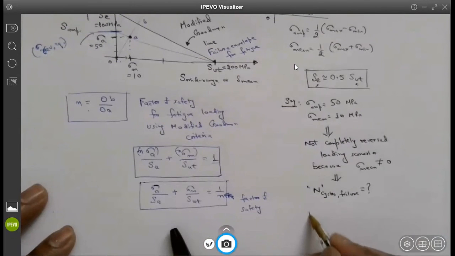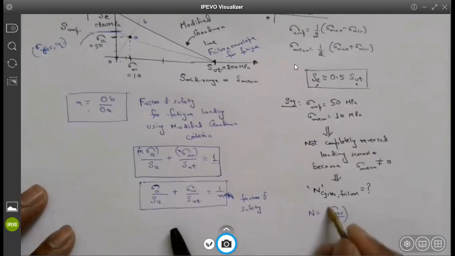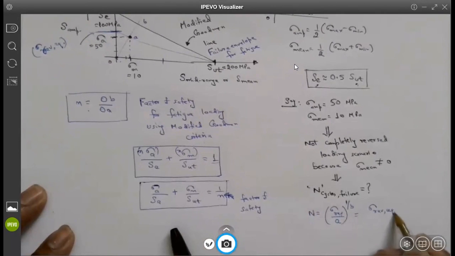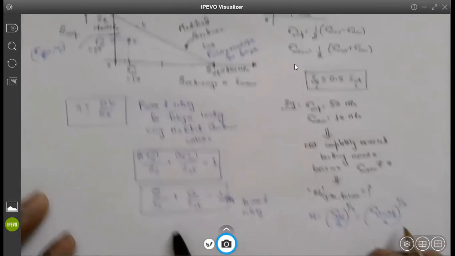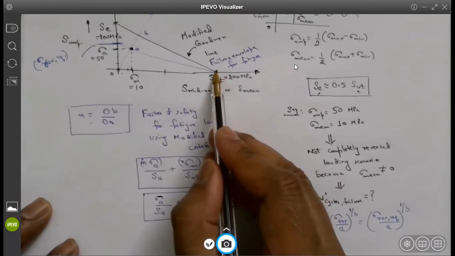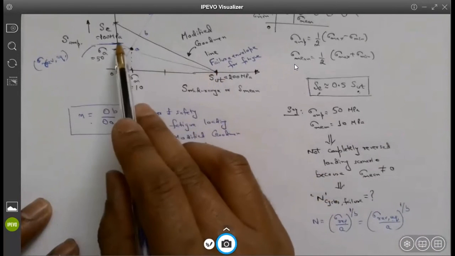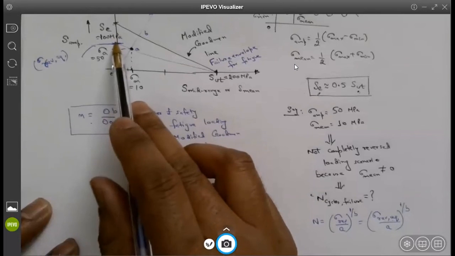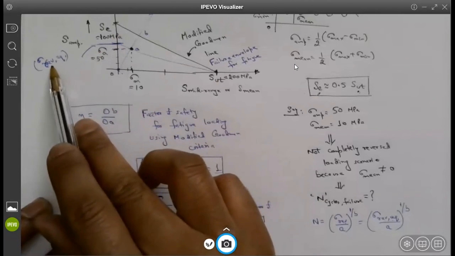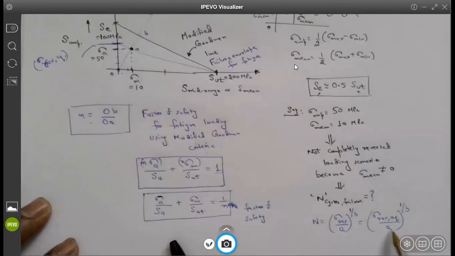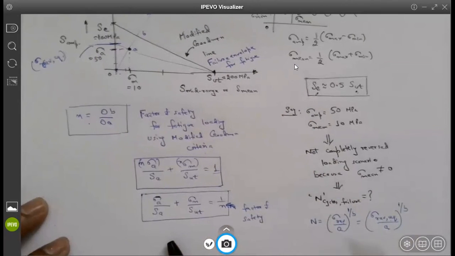If you remember the formula from the previous slide, it was sigma reversible divided by A, raised to the power 1 over B. Now here, since we do not have a purely reversible loading, we have to use sigma reversible equivalent. A and B remain as they are. And how do we get this? You join a line connecting this point and extend it to the vertical axis. This is the point where you will get sigma reversible equivalent. That is what you are going to use here to find the number of cycles to failure.